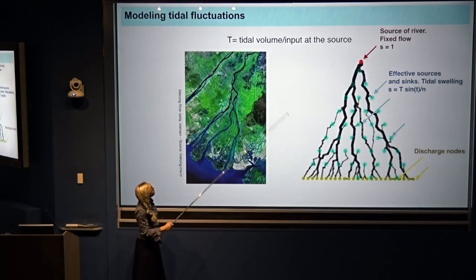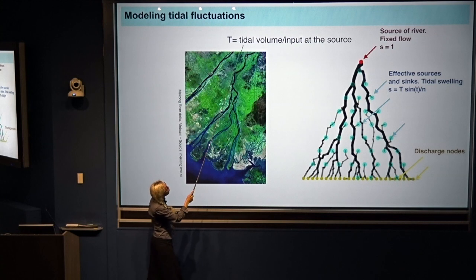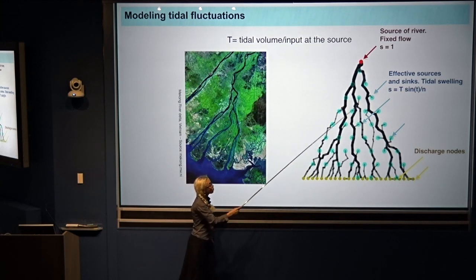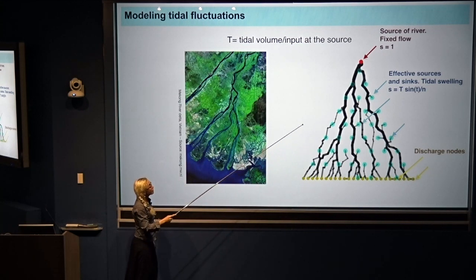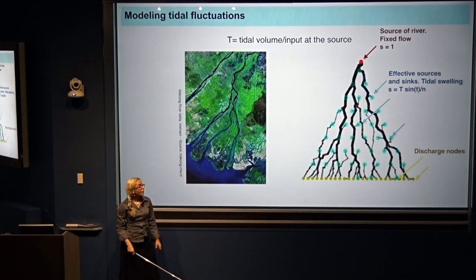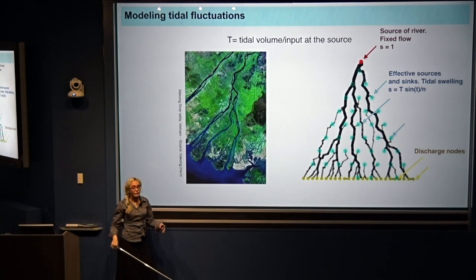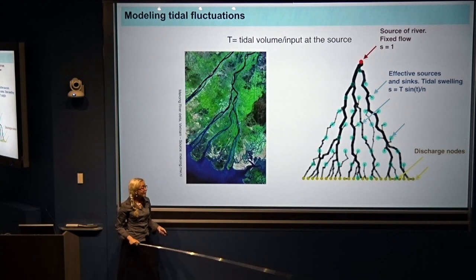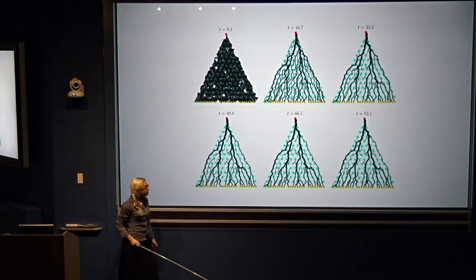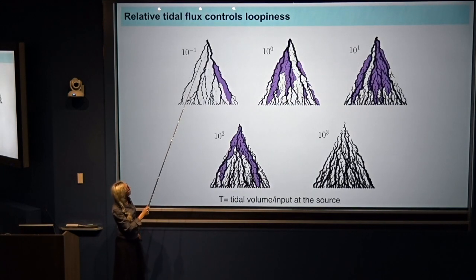But there is also one parameter here that determines how strong the tides are. This is the ratio of the tidal volume, how much water is brought in and spat out by these blue nodes, normalized by the input at the source. So if this number T is very small, there are no tides. If it's very large, the system is tidal dominated. It's dominated by tides, and the water coming from the mountain is not important. So here I show the end results of this simulation for different T's. This is no tide. This is tide dominated.